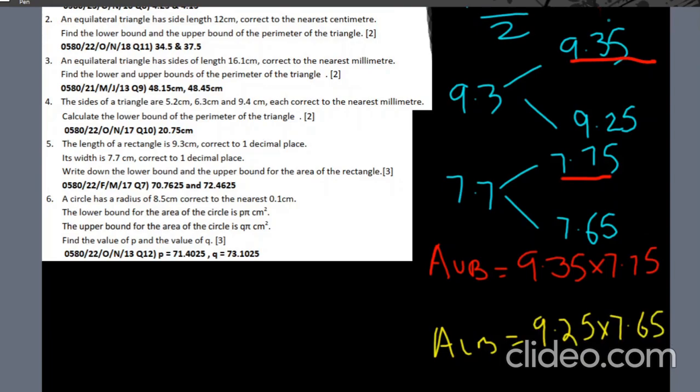9.35 times 7.75, which is 72.4625. The answers for upper bound and lower bound are not rounded off to three significant figures, because if you do that you'll end up getting different answers. This becomes 70.7625.